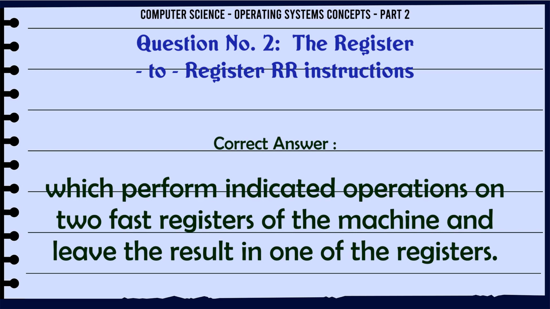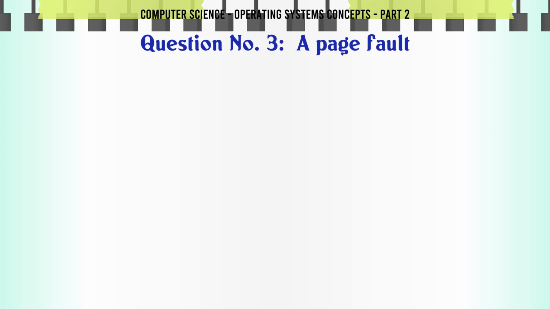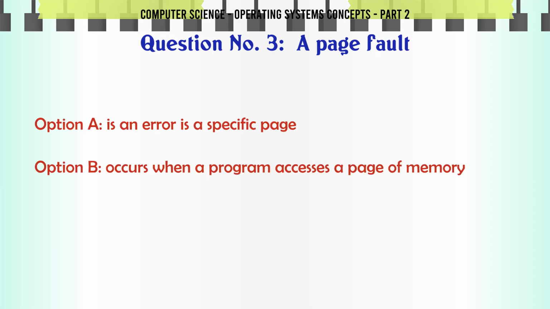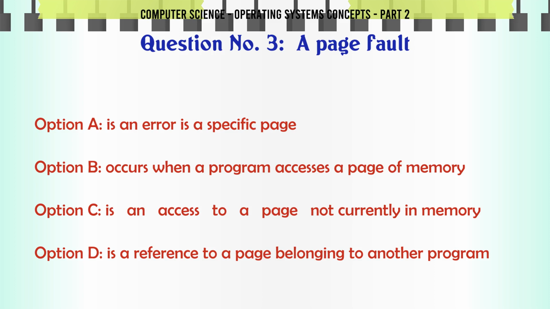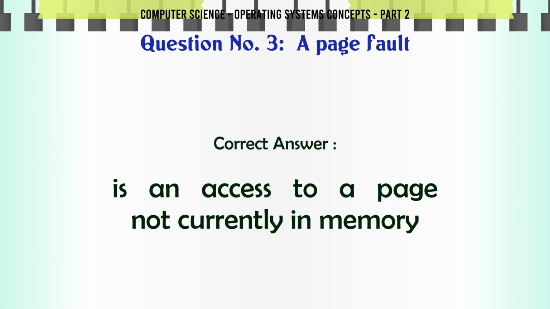A page fault: A. is an error in a specific page, B. occurs when a program accesses a page of memory, C. is an access to a page not currently in memory, D. is a reference to a page belonging to another program. The correct answer is an access to a page not currently in memory.